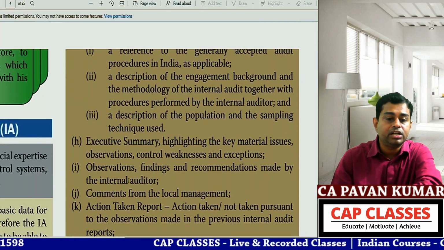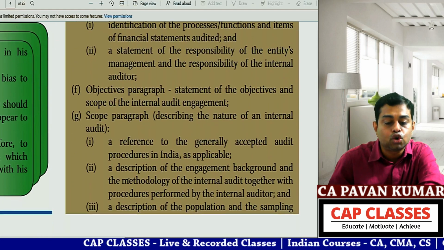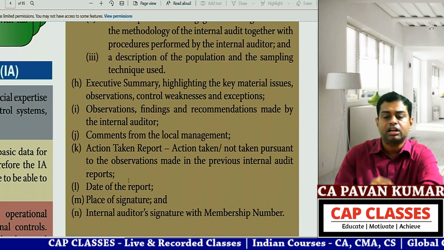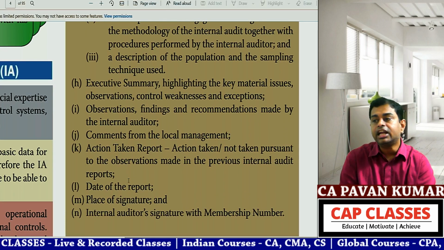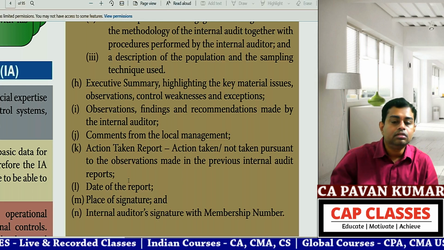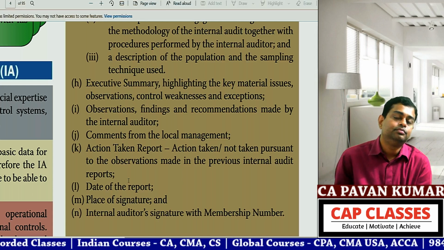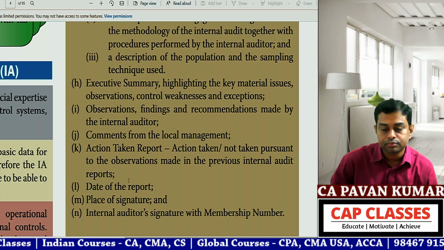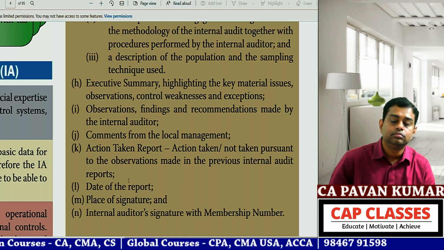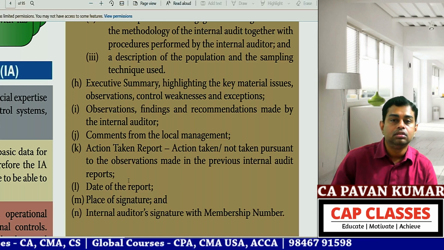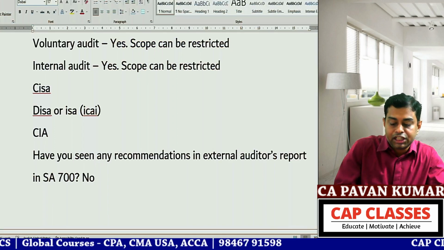Then they are giving you these points. So opening paragraph same, objective paragraph same, scope paragraph same, executive summary, put a star mark, very important. Distribution list is a different point. Executive summary, put a star mark. This is similar to the types of audit report. This is similar to flash report, FLASH. This is similar to flash report.